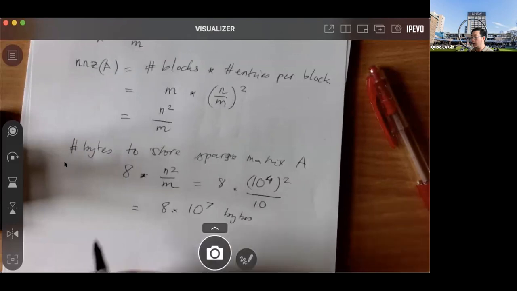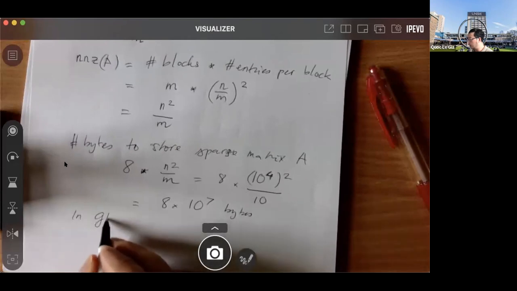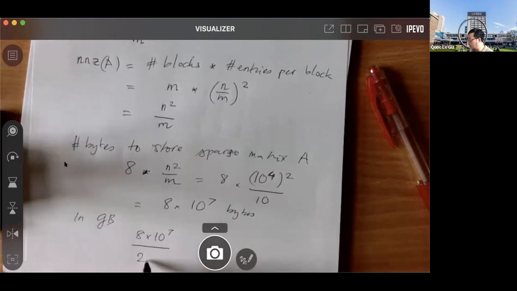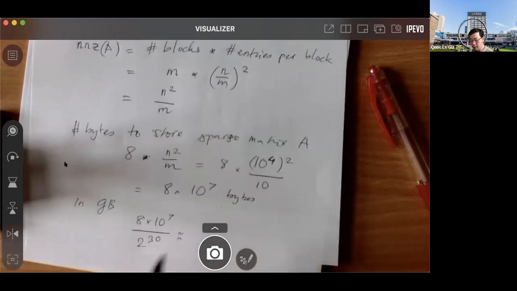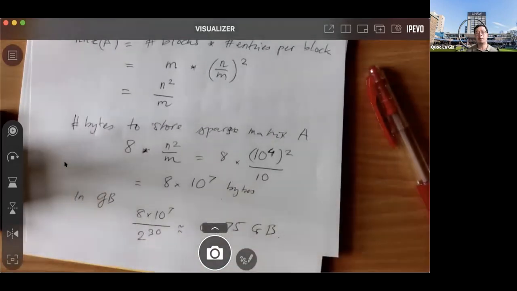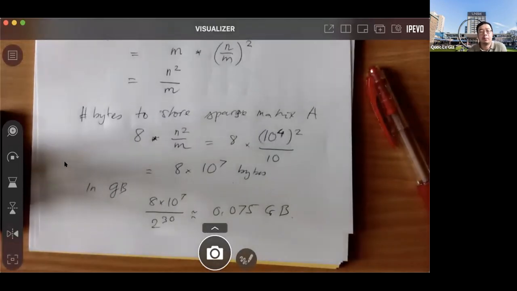Okay, and now you can convert to gigabytes. So in gigabytes, you get 8 multiplied by 10 to the 7, divided by 2 to the 30, and it will be 0.075 gigabytes. So you see, 10 times less than the full matrix if you store only the non-zero entries. So in this problem, the tricky part is to figure out the number of non-zero entries. After that, just plug it in. But you have to work out the general formula for the number of non-zero entries.